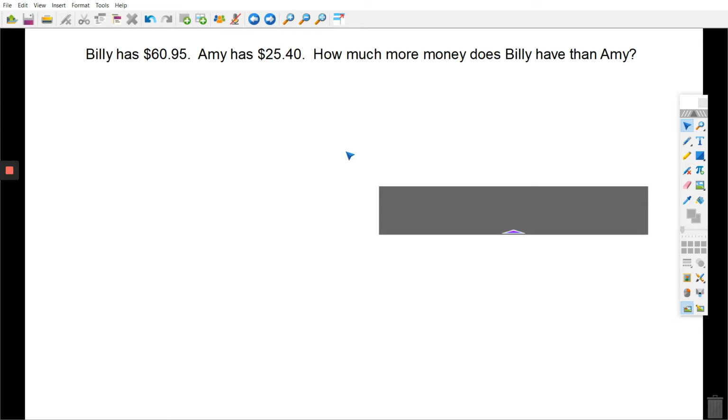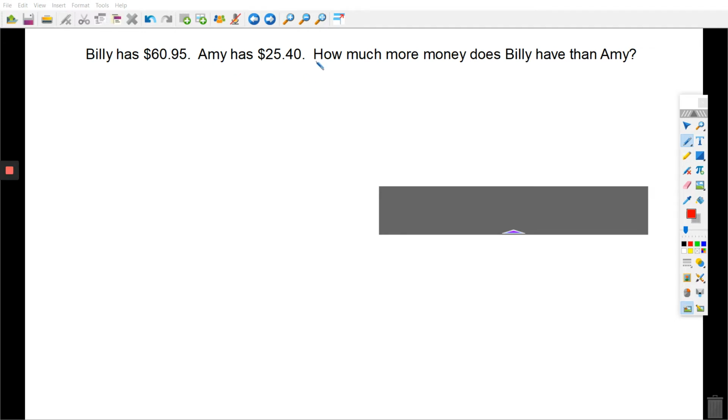So the first problem says, Billy has $60.95. Amy has $25.40. How much more money does Billy have than Amy? Now, a lot of people, as soon as they see the word more, quickly think that we need to add to solve this math story. But when it says how much more, it is actually comparing both amounts. And every time we compare, we find the difference between the two numbers, so we need to subtract.